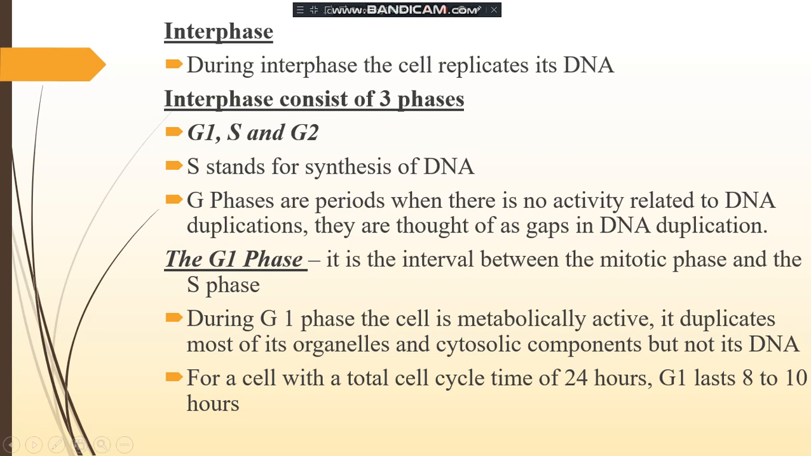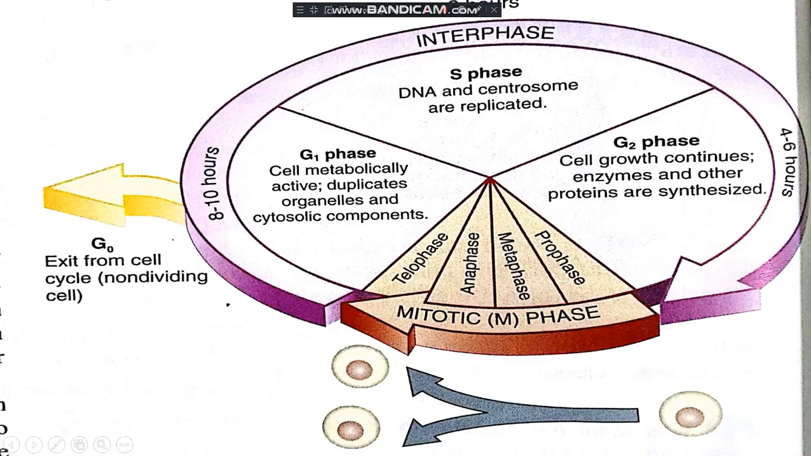For a cell with a total cycle time of 24 hours, G1 lasts 8 to 10 hours. Now this is the picture. In the G1 phase, the cell is metabolically active, duplicates organelles and cytosolic components, and the time is 8 to 10 hours. So from here, the cycle is starting. This is the phase between the mitotic phase and the S phase.